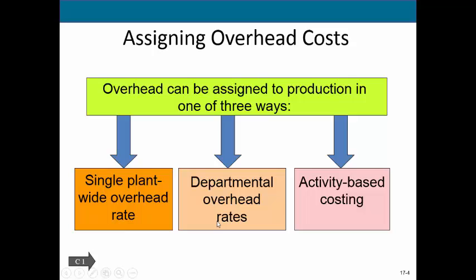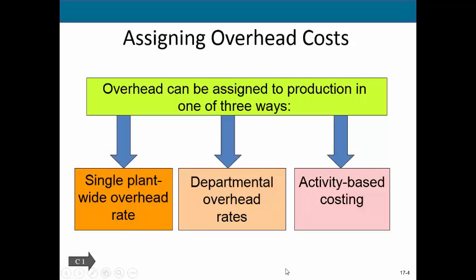Then we'll look at departmental overhead rates, and then we'll look at activity-based costing. As you move from a single plant-wide overhead rate towards activity-based costing, each of these methods gets a little bit more complex. Now the basic math is the same, but we're going to be dividing our manufacturing overhead into separate groups as we move away from using a single overhead rate towards activity-based costing.